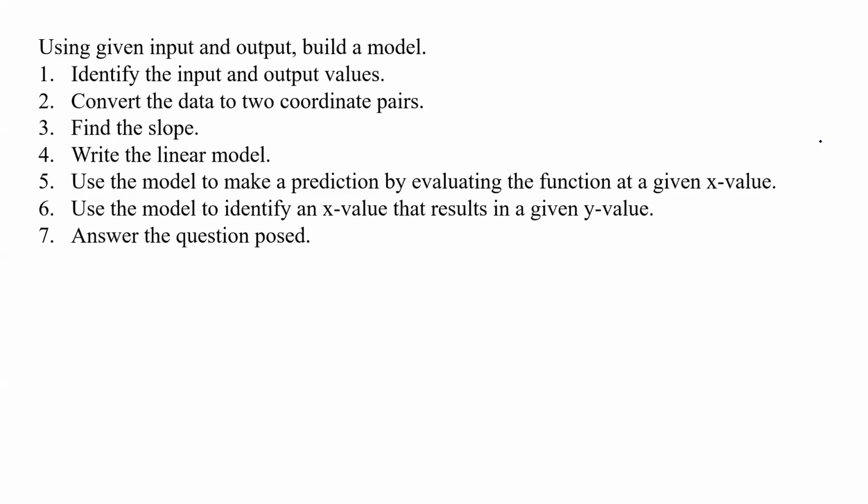So that's kind of the steps, but kind of in a more general sense, using the given input and output, we're going to build a model. So we're going to identify our input and output values. We're going to convert that data to two coordinate pairs, x, y pairs. We'll find a slope, then we're going to write the linear model. And then we'll use that model to make a prediction by evaluating the function at a given x value, and then use the model to identify an x value that results in a given y value. And then we're going to answer the question posed. So this is kind of more the general for linear. The other one was more for any kind of application word problem that we could be looking at.